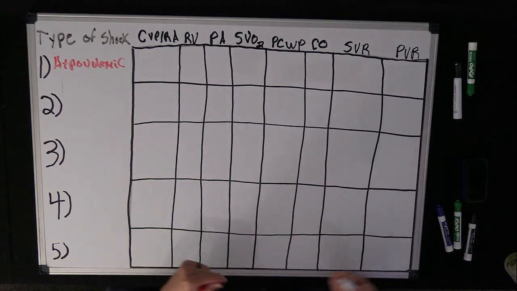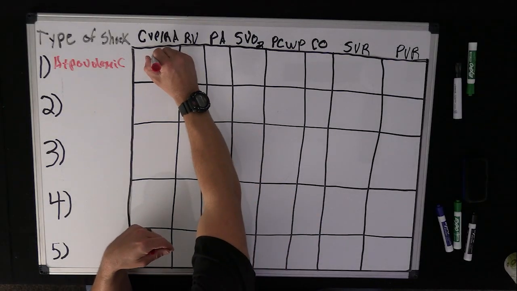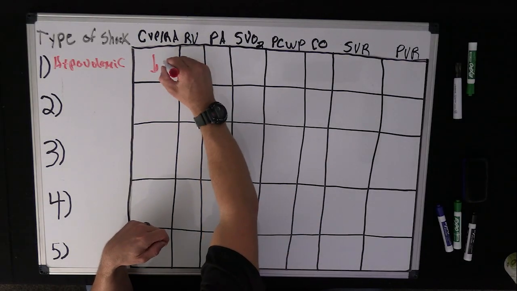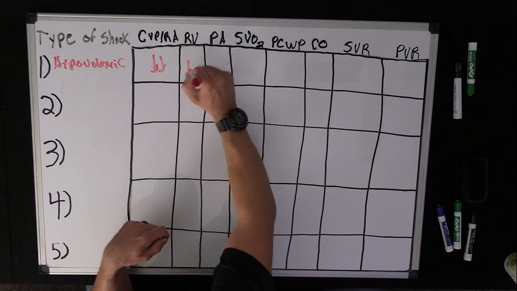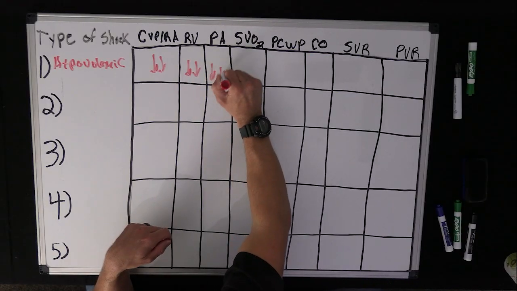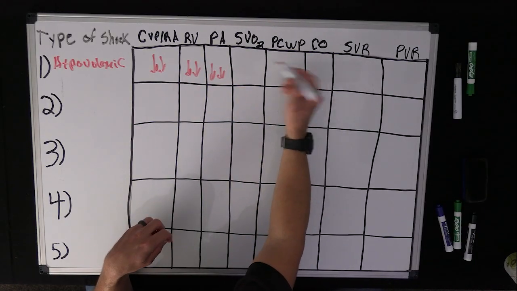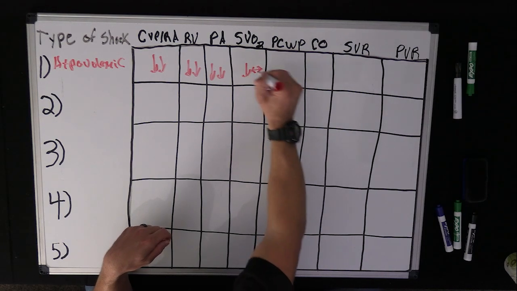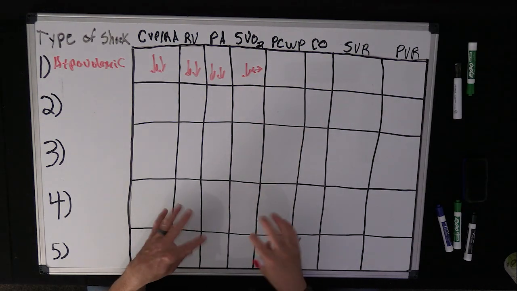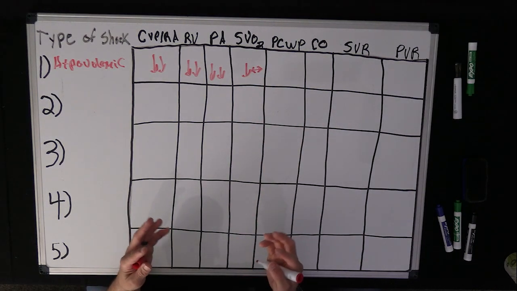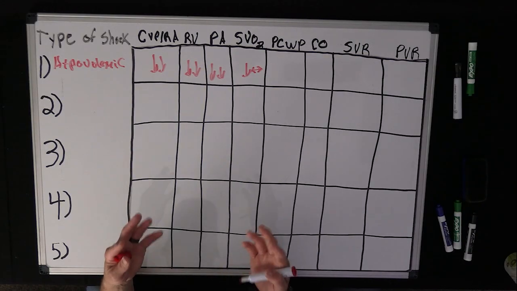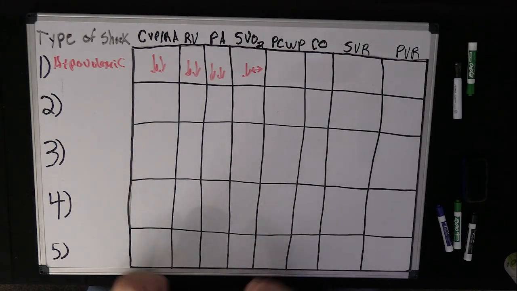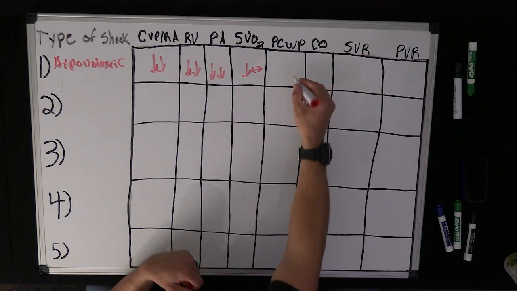As you can imagine, you don't have enough in the tank. And so your CVP and RA pressure is low. Your RV pressure is low. Your PA pressure is low. Your SVO2 may actually be low or normal, because you're not supplying enough volume to the blood or enough oxygen, and so your tissues are trying to extract as much oxygen as possible, causing it to be low.